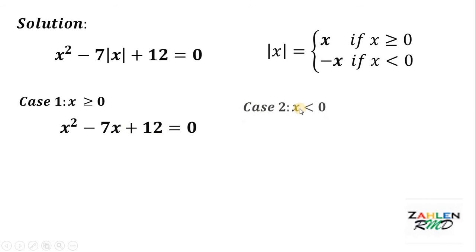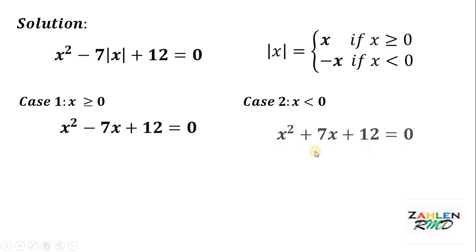Next, case number 2 is when x is less than 0. That means we need to substitute |x| with negative x. Thus, we have x squared plus 7x, because negative x times negative 7 gives us positive 7x, plus 12 equals 0.